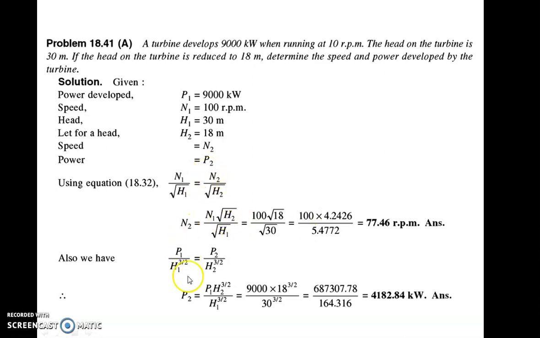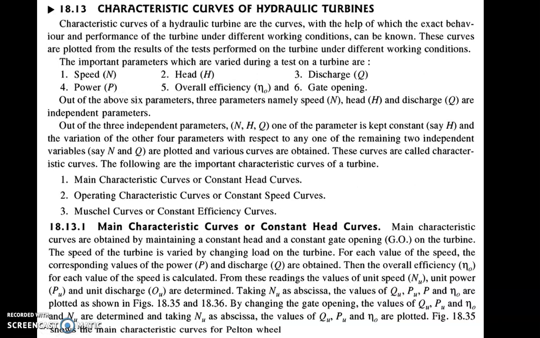Similarly, unit power you can calculate as P1 by H1 raised to 3 by 2 is equal to P2 by H2 raised to 3 by 2. That will remain the same. So you can calculate P2 is equal to P1 into H2 raised to 3 by 2 upon H1 raised to 3 by 2. So if you calculate 9000 into 18 raised to 3 by 2 upon 30 raised to 3 by 2, you will get power as 4182.84 kilowatts. So the same turbine gives you the prediction of the power under the head of 18 meter. If you run the same turbine under 18 meter head, you will get reduced power, obviously. That is the prediction for the turbine, and that is the usefulness of the unit quantities.